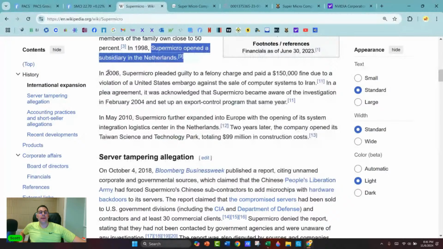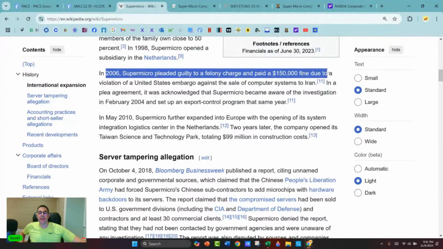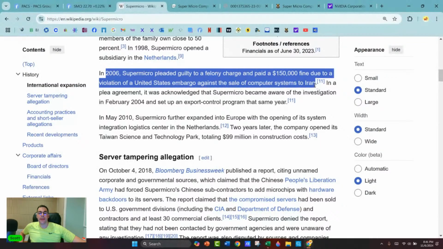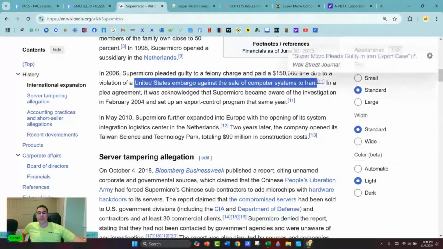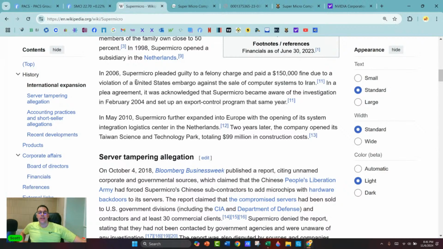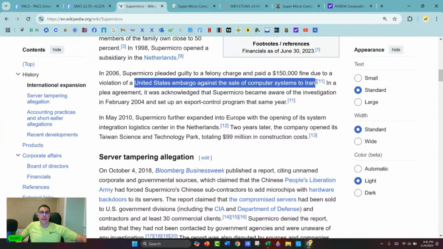In 2006, they pled guilty to a felony charge and paid a $150,000 fine due to a violation of a United States embargo against the sale of computer systems to Iran. So because U.S. companies can't sell to certain countries, Iran being one of them, they tried to circumvent the process and still sell to countries on the do not sell list. They sold a lot to Russia too.